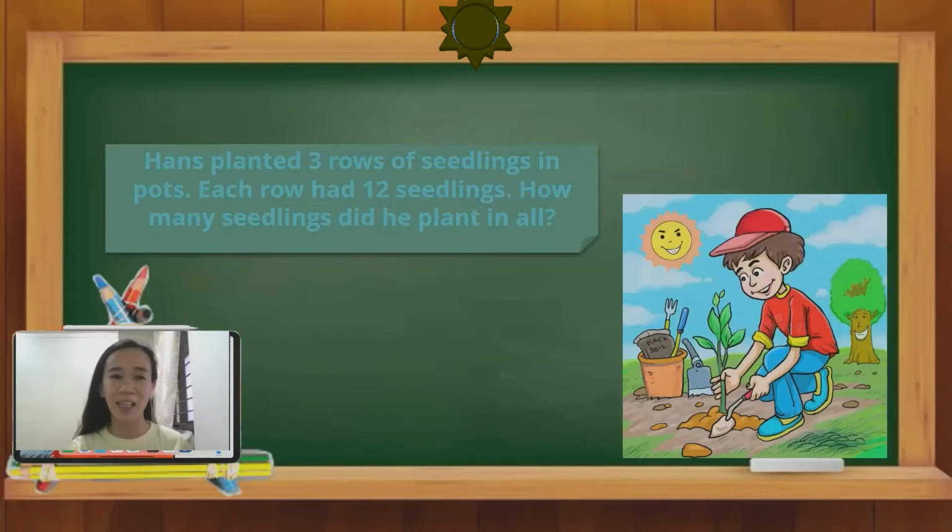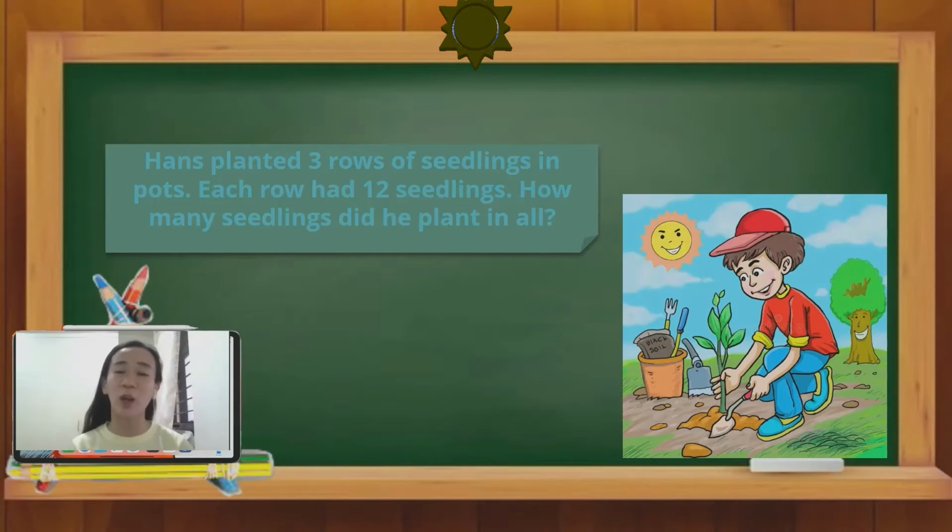We have here Hans. Hans planted 3 rows of seedlings in pots. Each row had 12 seedlings. How many seedlings did he plant in all? What did Hans plant in pots? The answer is Hans planted seedlings in pots. How many rows of seedlings? 3 rows. And how many seedlings in each row? 12 seedlings. Now, how are we going to answer how many seedlings did he plant in all?